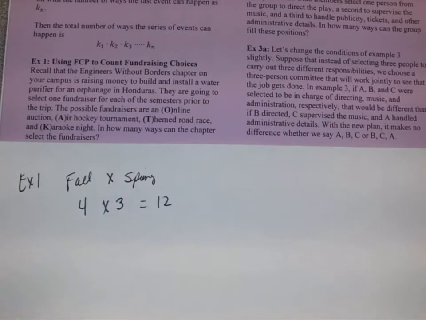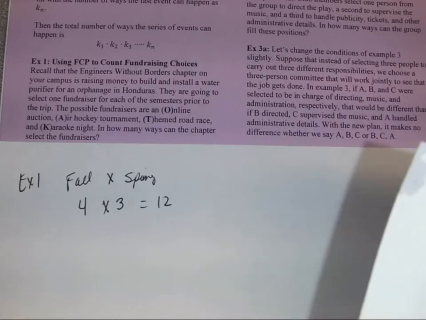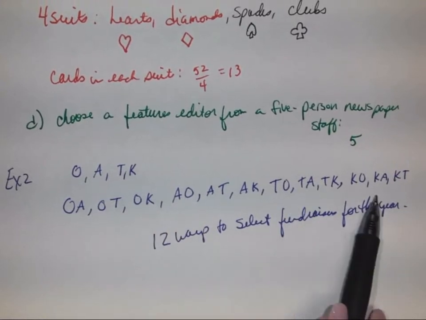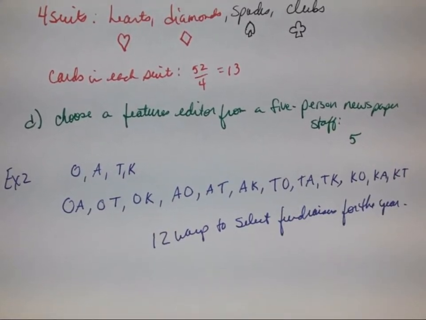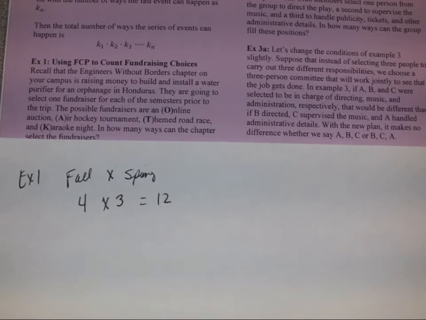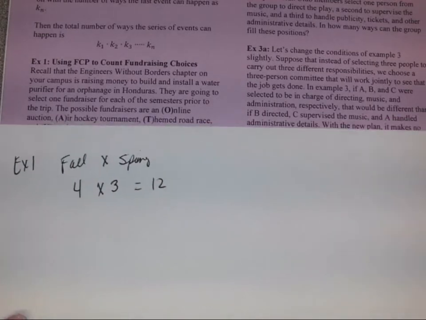And that's a lot faster than what we did in the last section where we wrote all of the events out. So before we knew about the fundamental counting principle, we had to write all of the choices out and then figured out there were 12 ways to select it. Now we can just take the 4 times the 3 and equal to 12. So it can speed things up a little bit. All right, let's look at example 2.